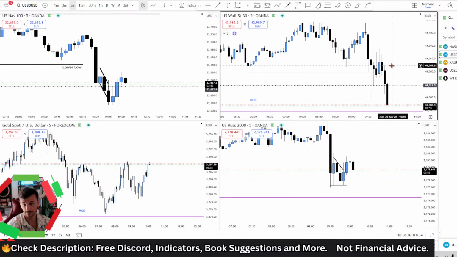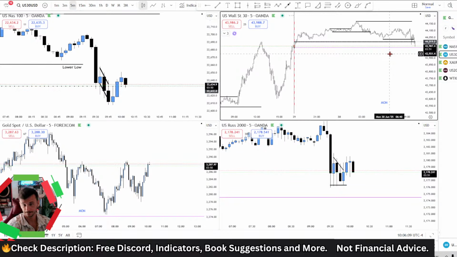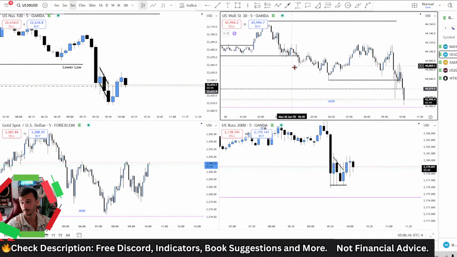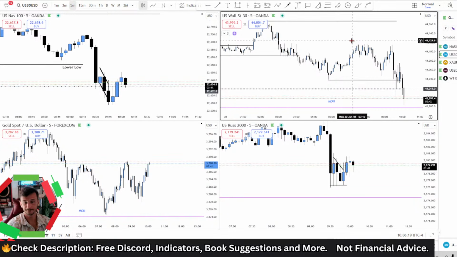Okay, US 30's falling through a little bit. High of session. Okay, so you went from like low of session to high of session. Cool.